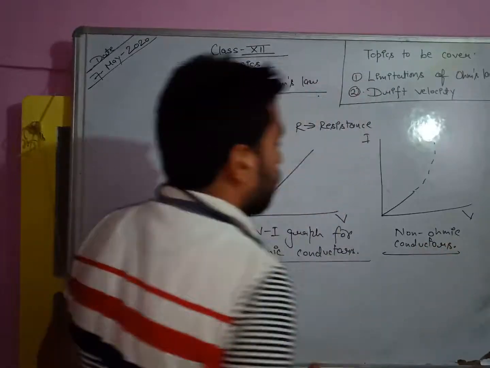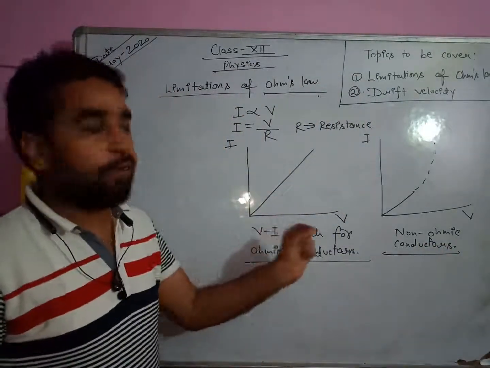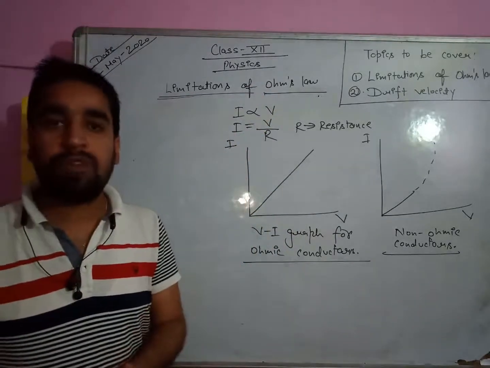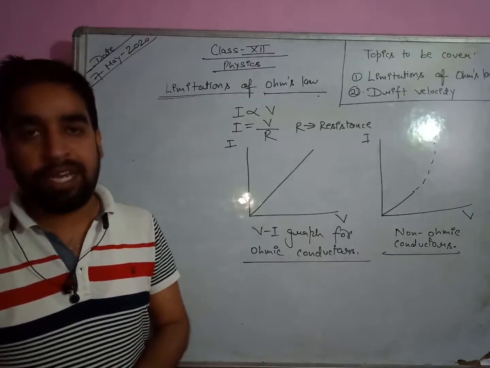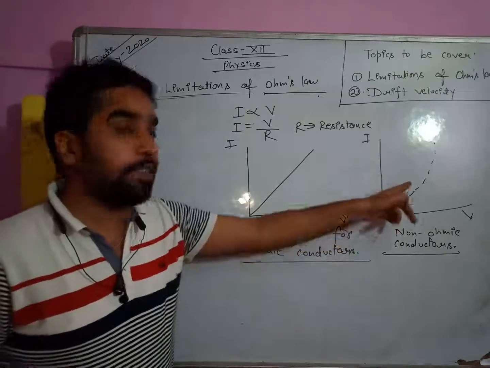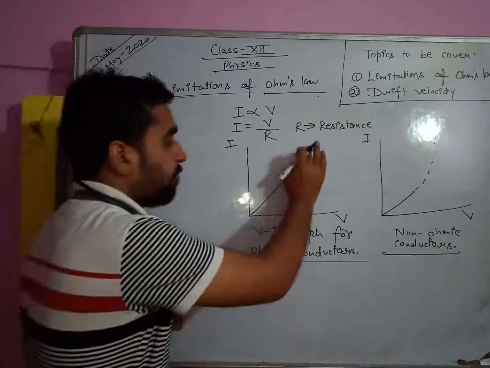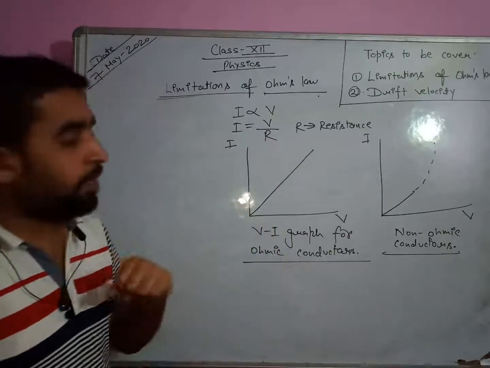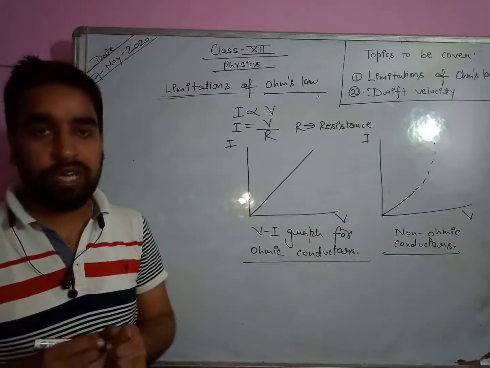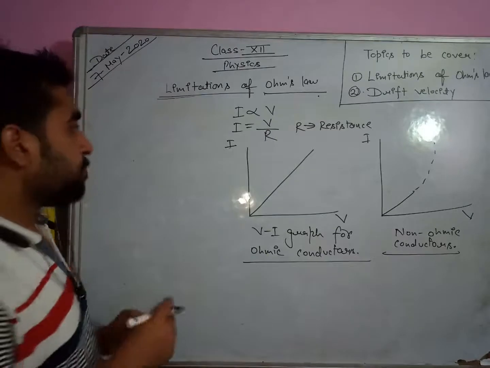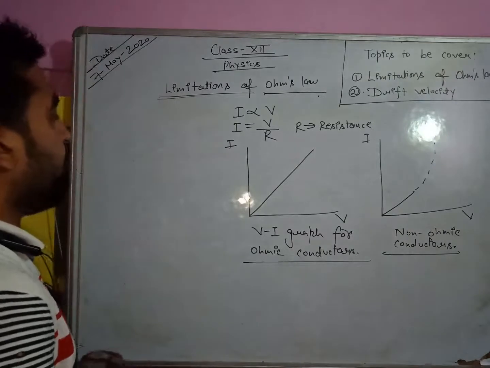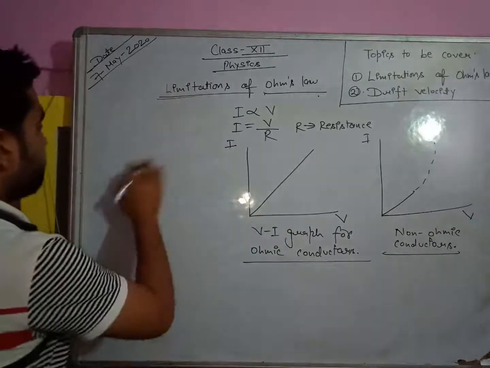So why does this happen? This is why we study the limitation of Ohm's law: that Ohm's law is not applicable for every condition. It works up to a certain extent, and then the resistance is not constant. Resistance is constant here for every value, that's why these are ohmic conductors. But resistance is not constant for each and every value, that's why these are non-ohmic conductors, or non-ohmic materials. So what are the points we have to remember for non-ohmic conductors?